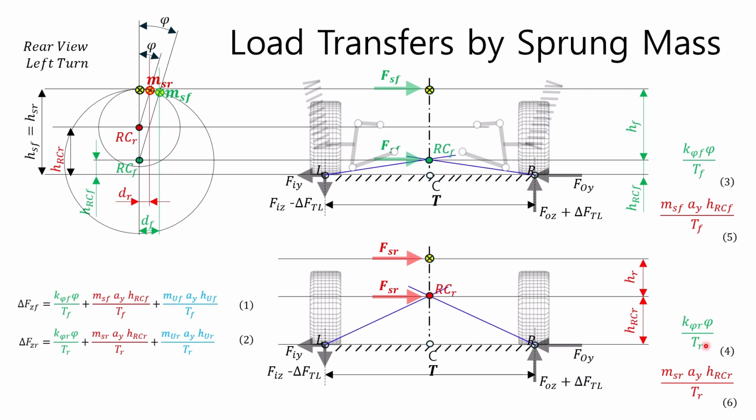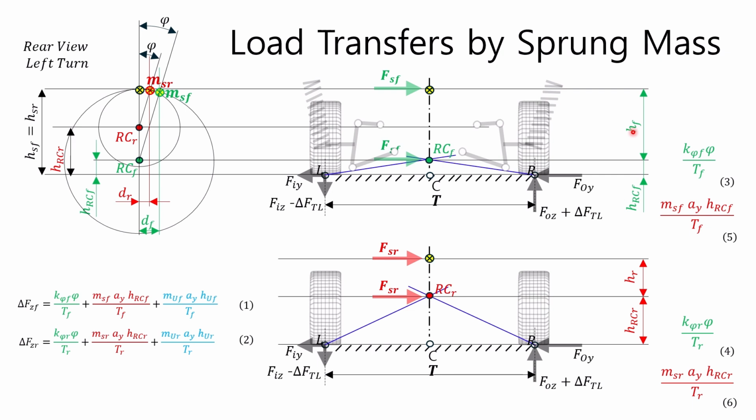The numerator of equation 3 is equal to the front lateral force FSF multiplied by the height HF from the front roll center to the front mass center, and the numerator of equation 4 is equal to the rear lateral force FSR multiplied by the height HR from the rear roll center to the rear mass center.